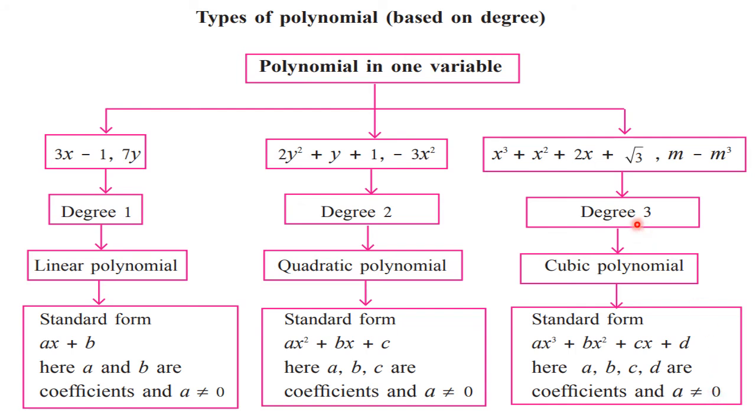So here for degree 3 we have 4 terms in standard form. Always keep in mind that a polynomial in standard form contains a number of terms just one more than its degree. If degree is 2, number of terms are 3. If degree is 4, number of terms are 5, and so on. This way you can relate the degree and number of terms present in a particular polynomial.